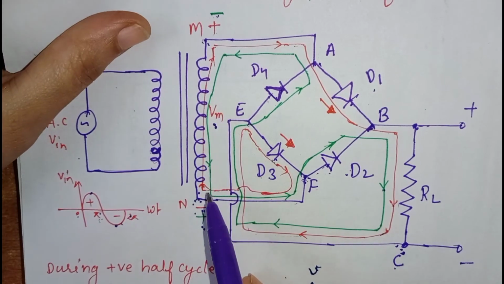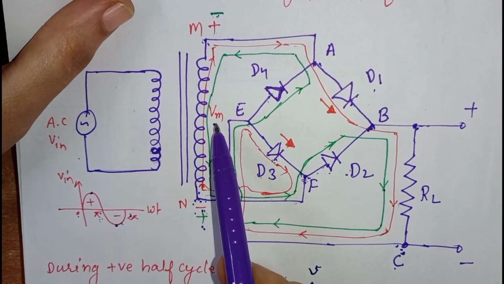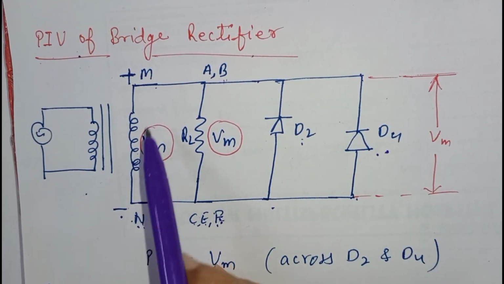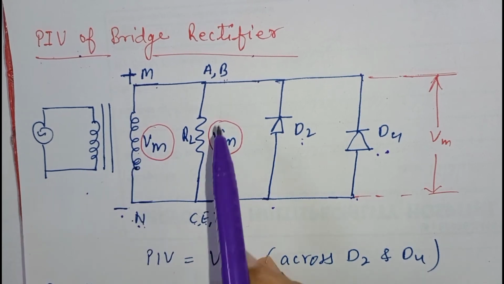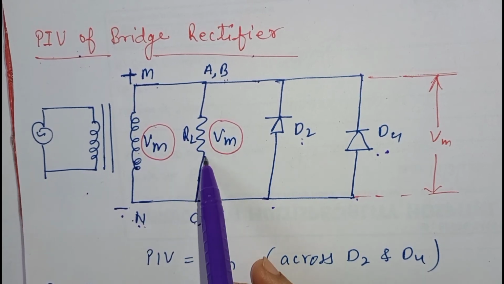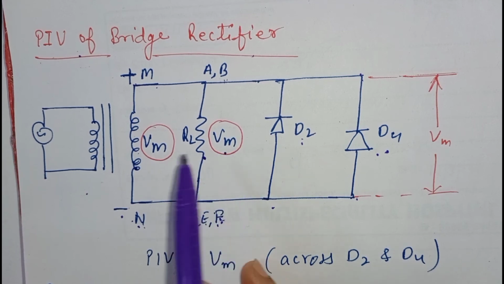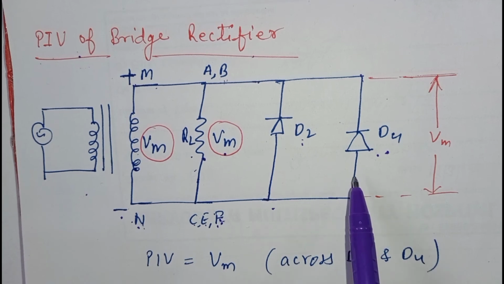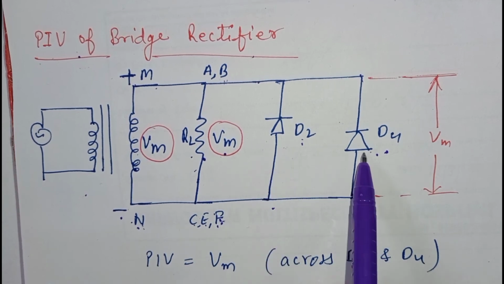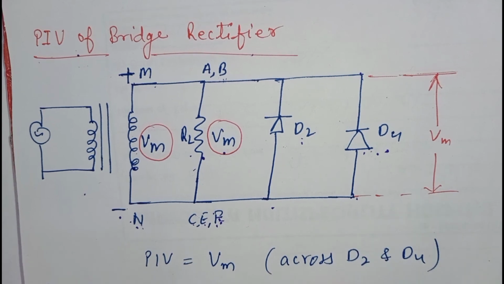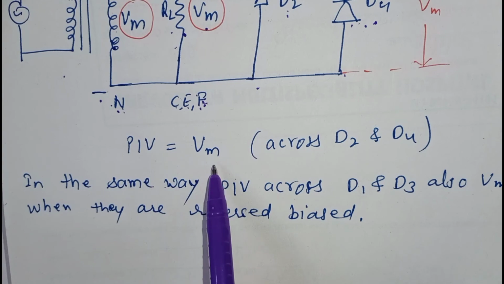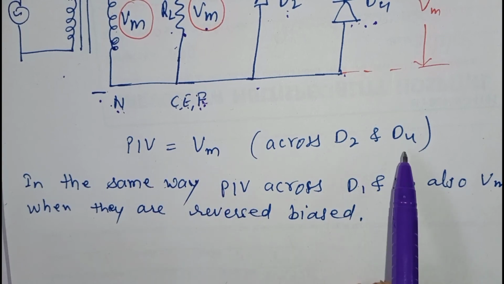Here we can see across the secondary of the transformer the voltage is Vm, and also the voltage across RL is Vm, because they are in parallel, and these two diodes also are in parallel. So the voltage across these two diodes will be equal to Vm. So the PIV of the full wave bridge rectifier will be equal to Vm across diodes D2 and D4.